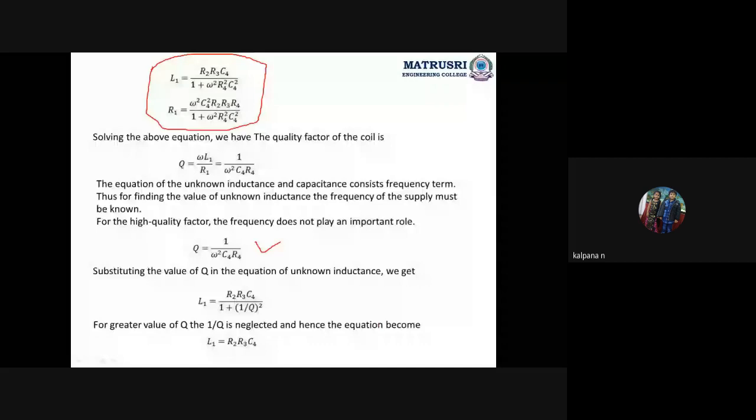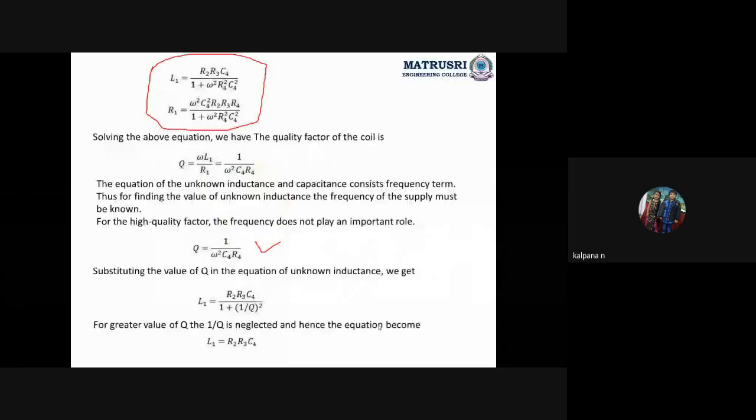Okay, so in this case we won't get direct equations for L1 and R1. We will get L1 in terms of R1 or R1 in terms of L1. So in order to get the actual values of L1 and R1, we should substitute. Okay, right? So this is the phase bridge. And now the phasor diagram. The phasor diagram is very easy.